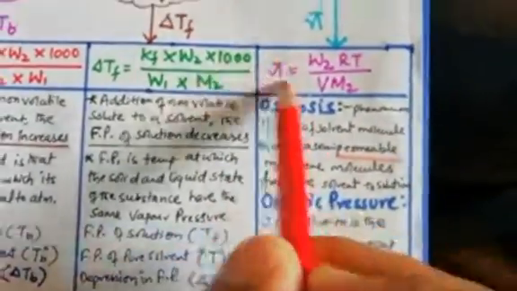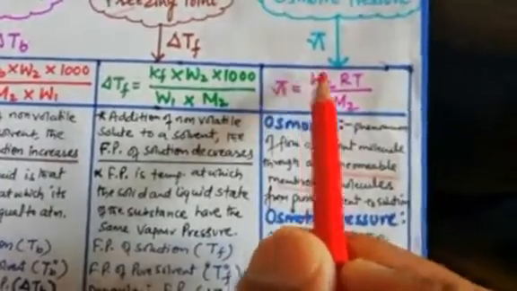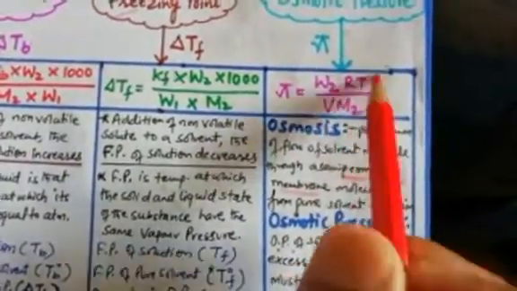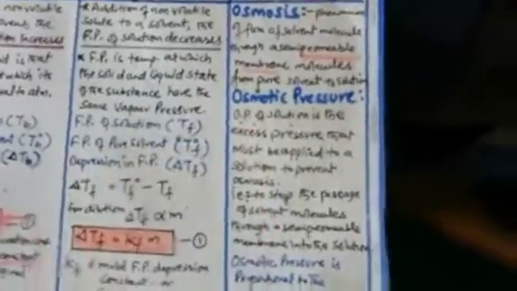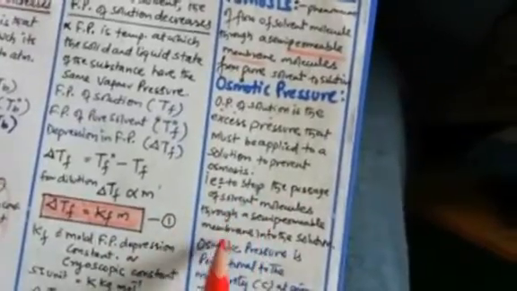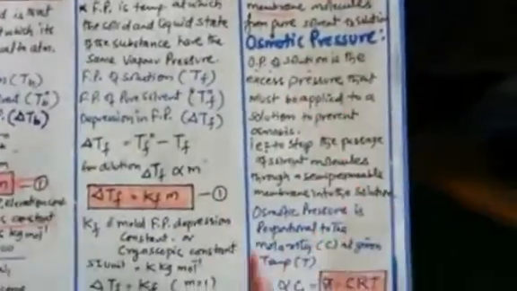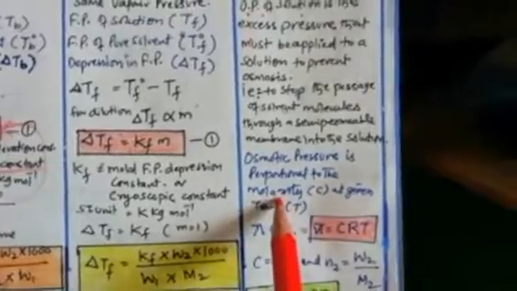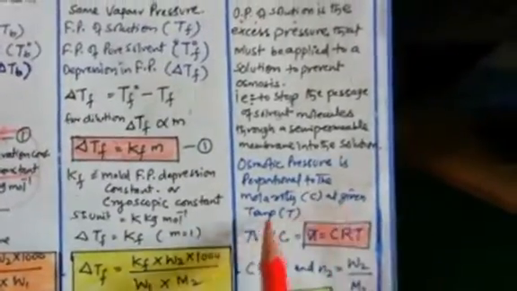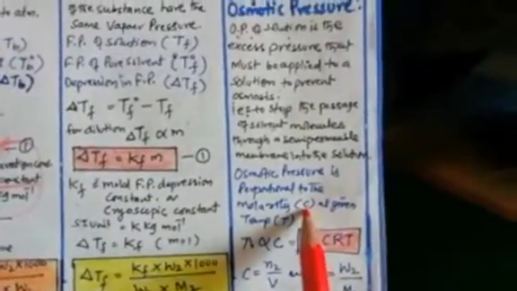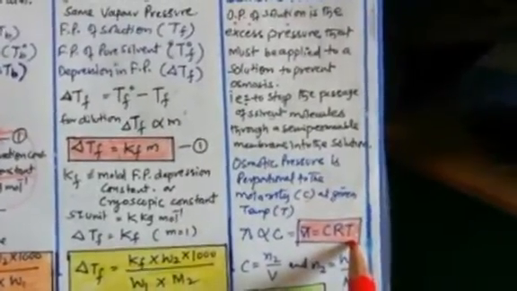It is denoted by pi, and pi is equal to W2 into RT upon Vm2. We need to find this value through a derivation. For example, to stop the passage of solvent molecules through a semi-permeable membrane into the solution, that is the meaning of the same. Osmotic pressure is proportional to the molarity at a given temperature. Molarity is written here in the form of C, for concentration. So pi is directly proportional to C, so it becomes pi = CRT, where R is the gas constant.